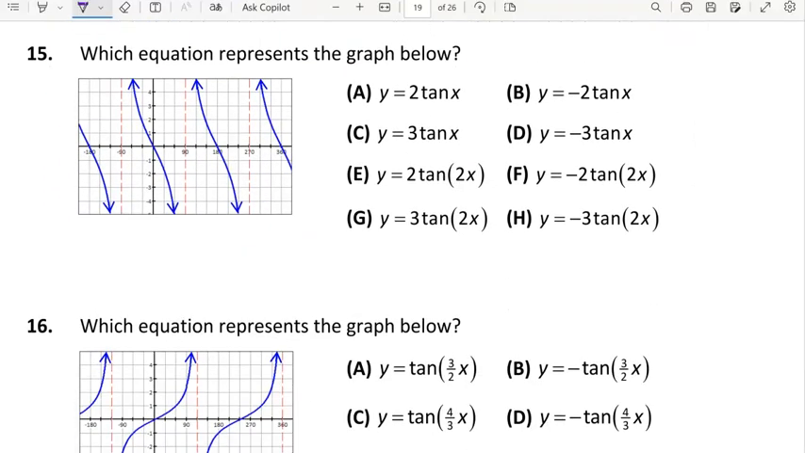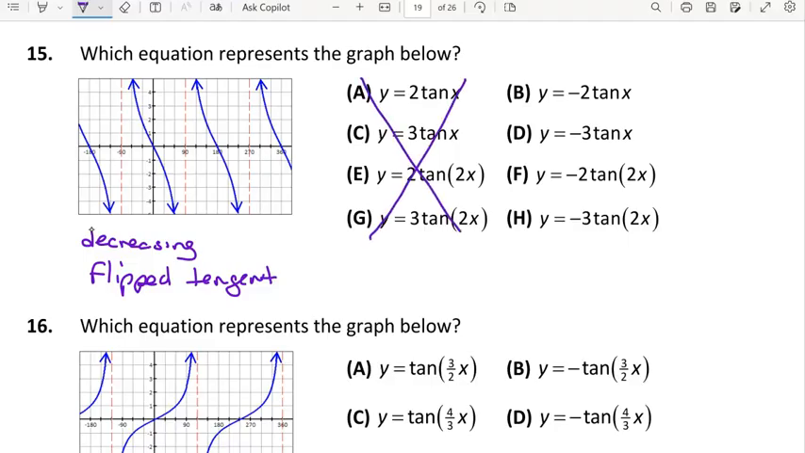All right, number 15. In number 15, we have lots of distractors, meaning lots of alternate answer choices that aren't correct. So what are some qualitative things that we can look at to eliminate some answer choices here? The thing that I will notice about this graph is that it is decreasing as you go from left to right. So that's a flipped tangent function. That means that we can eliminate choices A, C, E, and G.